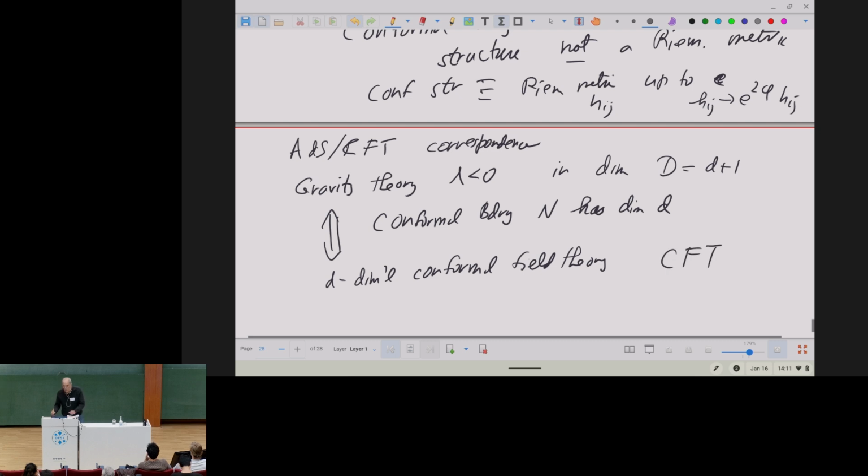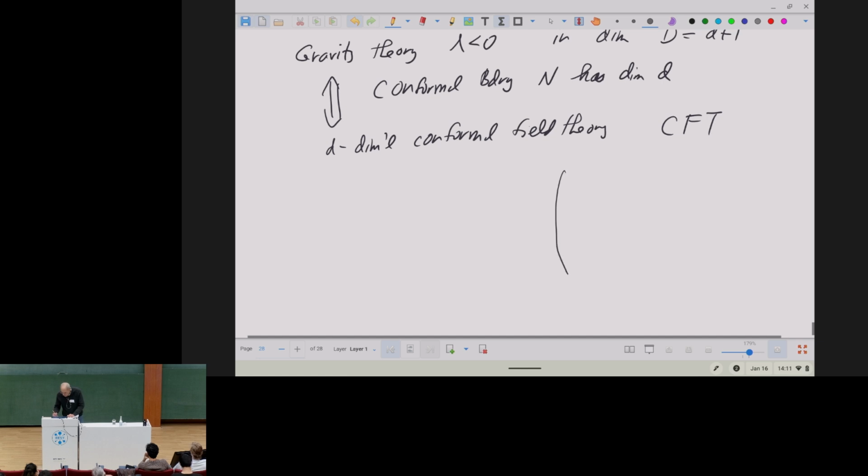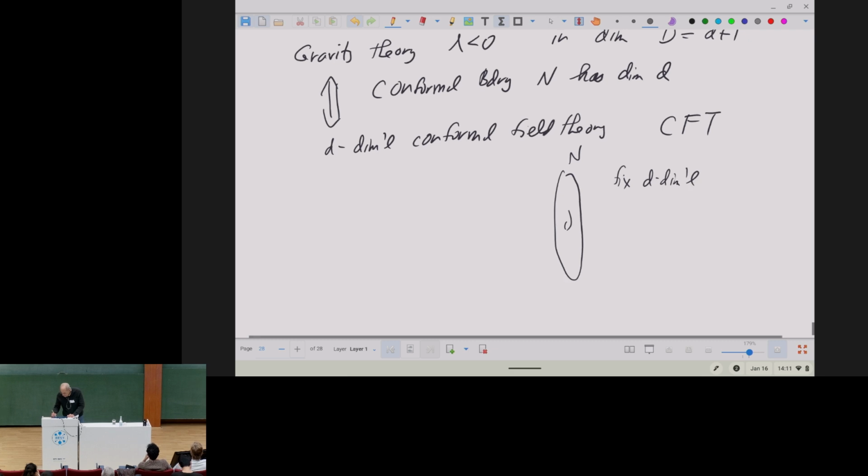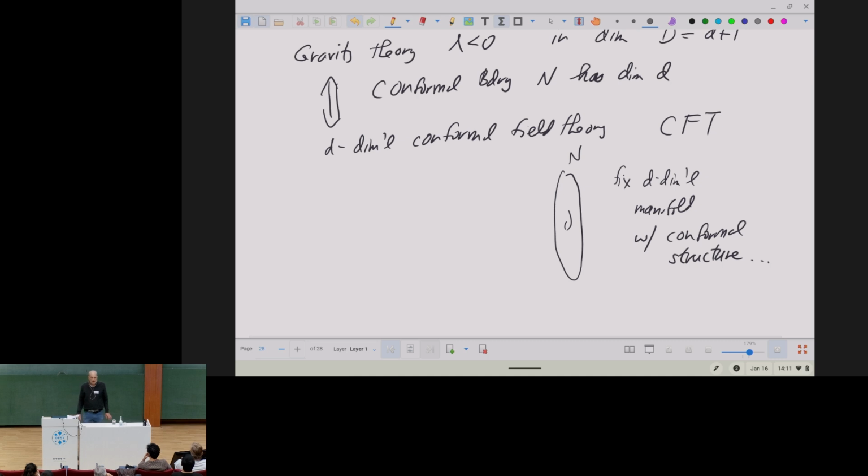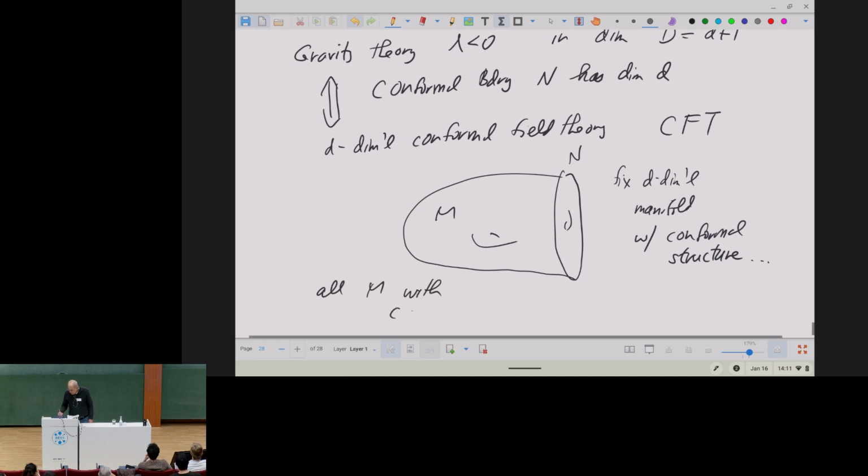A CFT, a conformal field theory, is just a conformally invariant quantum field theory. It's a quantum field theory that can be defined with a conformal structure without requiring a Riemannian structure. The way the correspondence works is that you fix a conformal manifold N. You fix a d-dimensional manifold with a conformal structure. And the gravitational dual is given by doing the bulk gravity theory on all manifolds M with conformal boundary N.